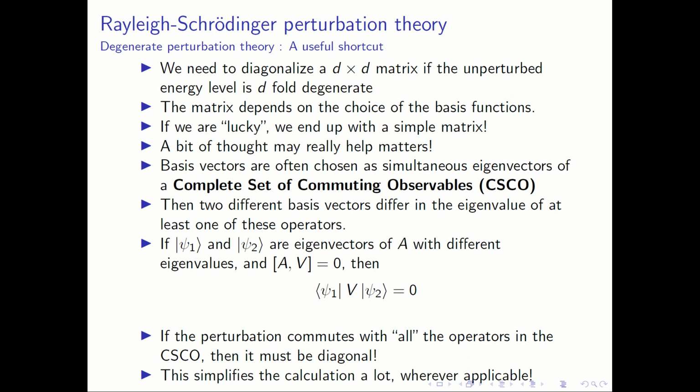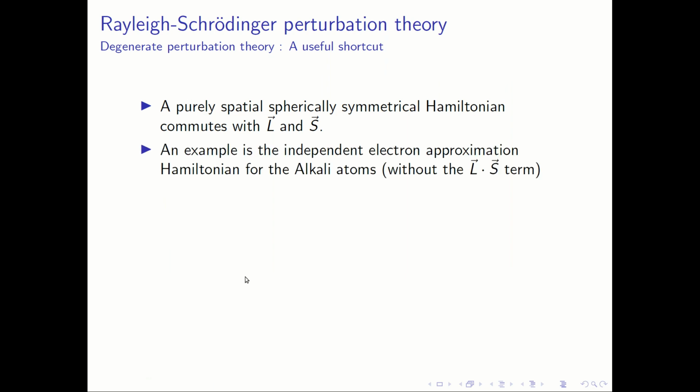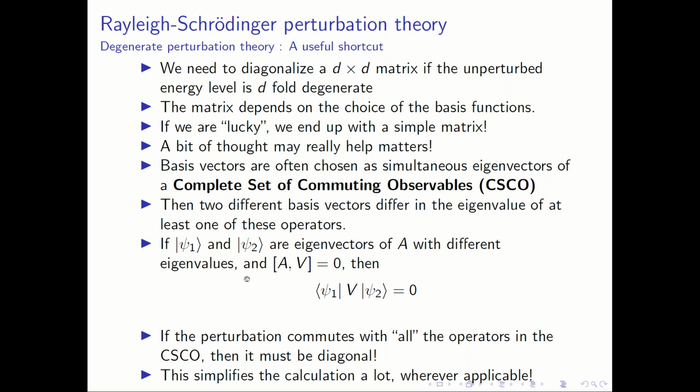Now, this fact that if you could choose a CSCO, choose the basis functions to be simultaneous eigenfunctions of a CSCO, where all the operators, apart from the Hamiltonian that is, commute with the perturbation, then the matrix that you have to diagonalize starts out being diagonal, makes your life a lot simpler, if you can find such a CSCO, that is.